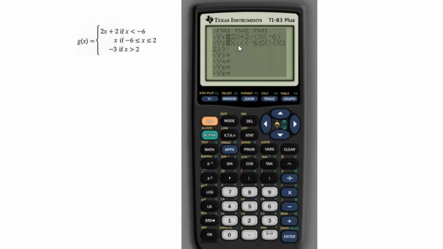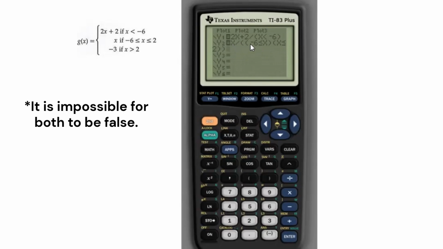All right, so now for this particular part of the piecewise function, when -6 is less than or equal to x, this part in the parentheses is going to register as 1. Otherwise, it's going to register as 0. Likewise, when x is less than or equal to 2, this part in the parentheses is going to register as 1. Otherwise, it's going to register as 0. So in order for x to be divided by the number 1, both of these have to be true. But if either one of these is not true, then it's going to be like x divided by 0, which we know will output error.